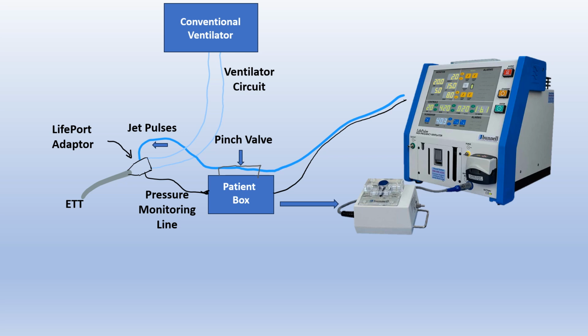The jet ventilator works in tandem with a conventional ventilator. While the conventional ventilator provides a bias flow through the ventilator circuit, the jet is providing very small, fast pulses of gas. The jet ventilator utilizes extremely short inspiratory times and high-flow gas pulses to ventilate with low volumes and low pressures. The life port adapter is placed as close to the patient as possible at the end of the ventilator circuit and attached to the endotracheal tube.